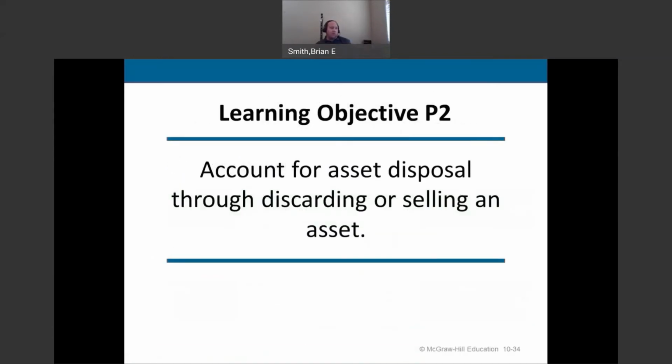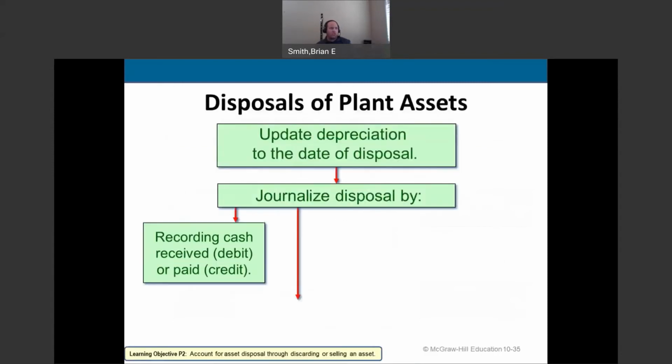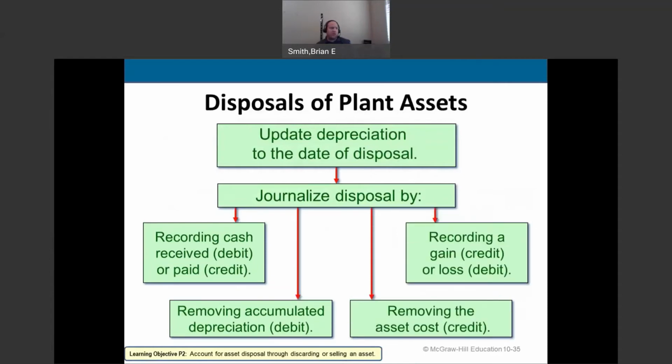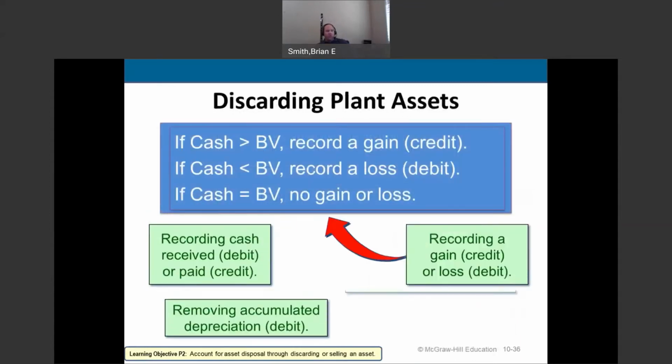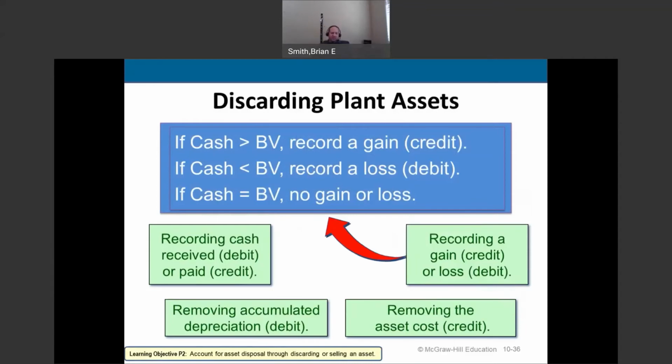All right, now every piece of asset at some point is going to have its day where it ends its useful life, and we're no longer going to use it. First thing we do is we update the depreciation at the date of the disposal. We're going to journalize it, and we're going to remove it. So let's see how we do that. If we're getting any consideration, which means if somebody is giving us money, plant, property, any other asset, we need to find out if we're going to have a gain on it or a loss on it, or if everything balances out, we're good. And that's what we're looking at.